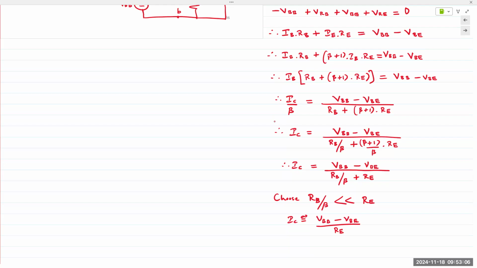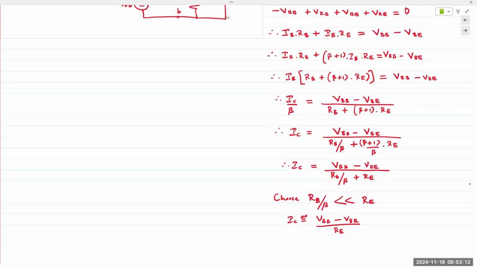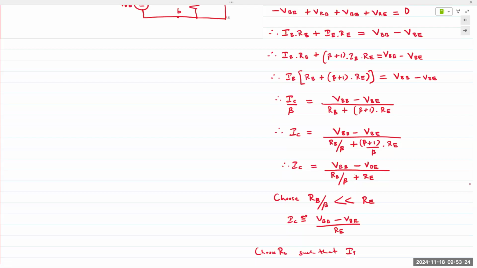Also, we cannot want RB to be very, very small. Okay, there is a limit on RB being very small. We want to choose the R2 value such that IR2, the current flowing through R2, is approximately equal to 10 times IB. Okay, 10 times IB.